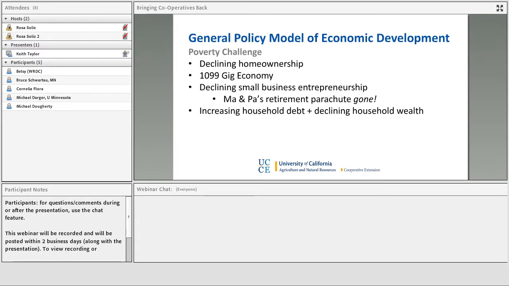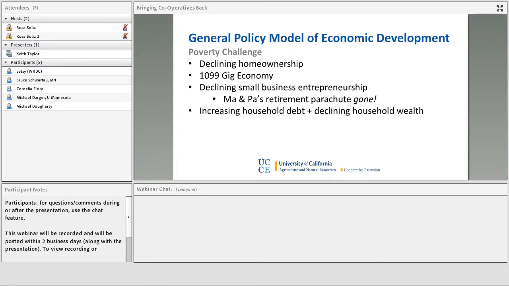So, some of the challenges that we see that we're facing as in extension, but also dealing with our stakeholders in economic development, we're seeing this hollowing out of the middle class, declining home ownership. We're seeing a 1099 gig economy, so people have less and less job security, and with that, they have to pay more and more taxes whenever they sign on to the gig economy, working for places like Uber, for example.